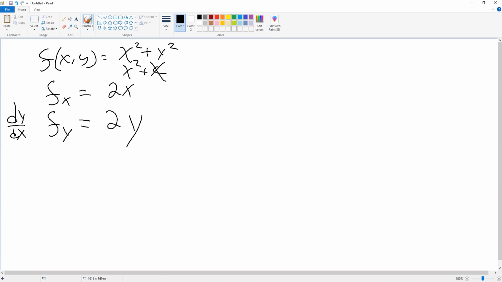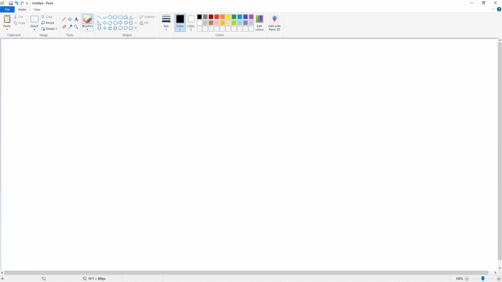So here's a problem for you to try right now, which is pretty easy. Just because going back in history, we're going to say g of x, y is equal to e to the 2xy. So find me the partial with respect to x and the partial with respect to y.